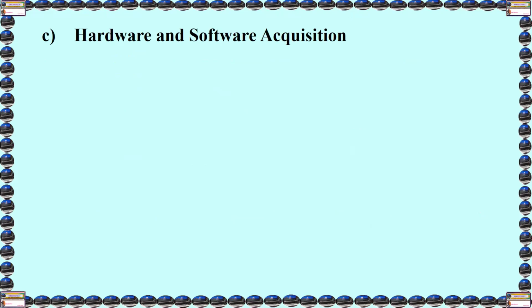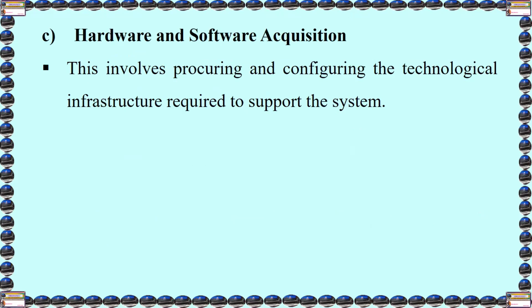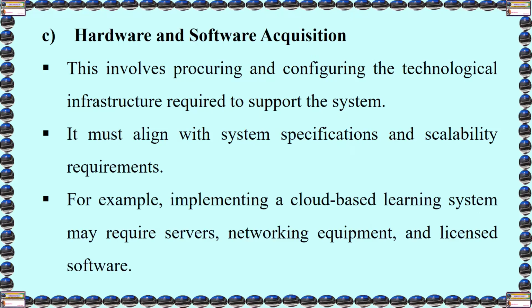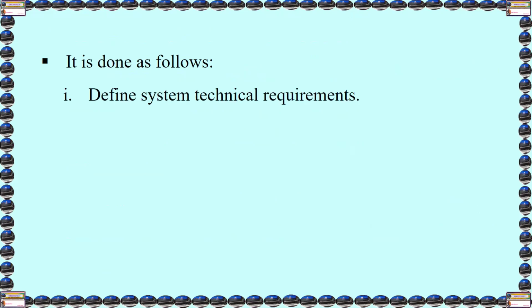The other activity is hardware and software acquisition. This involves procuring and configuring the technological infrastructure that is required to support the new system. It must align with the system specifications and scalability requirements. For example, implementing a cloud-based learning system may require servers, networking equipment, and licensed software. It is done as follows.